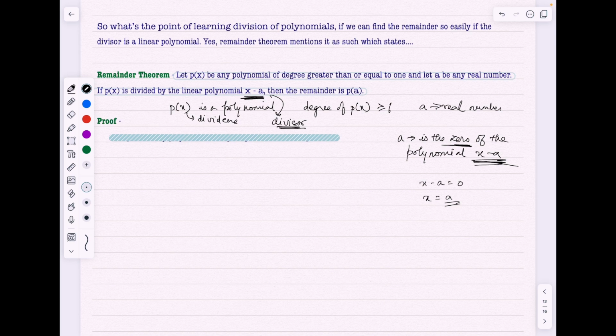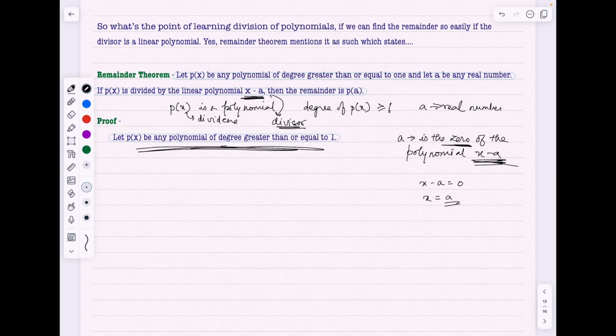Same thing I have told you. I have solved 2 questions about it also, and I have told you how to check also. Understand? So the remainder theorem is nothing but what I have told you earlier. The same thing I have told you 3 times, 4 times, so I will not waste much time. I will directly prove it. Let P(x) be any polynomial of degree greater than or equal to 1.